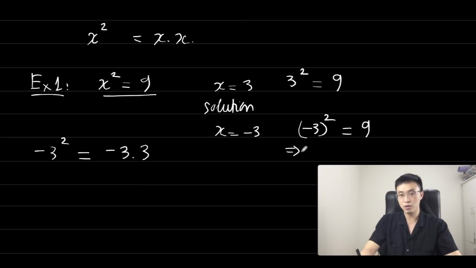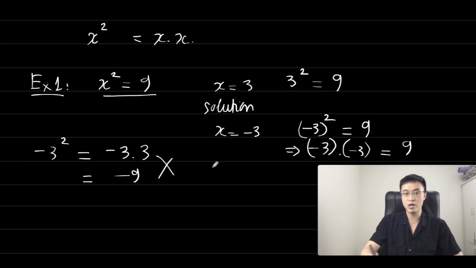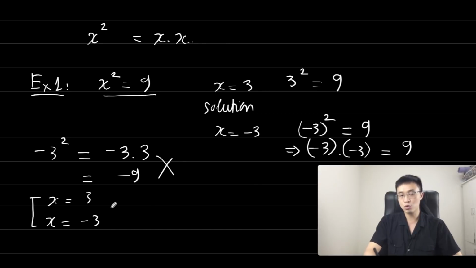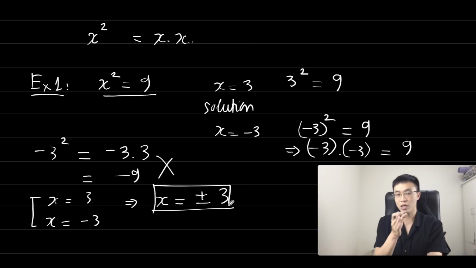This is different from (-3) squared, which means -3 multiplied by -3. So this one equals 9, but this one equals -9, so this is not the solution. The two solutions for this equation are x equal to 3 and x equal to -3. You can combine the two lines into one line: x equal to plus or minus 3. Here is the solution of x squared equal to 9.